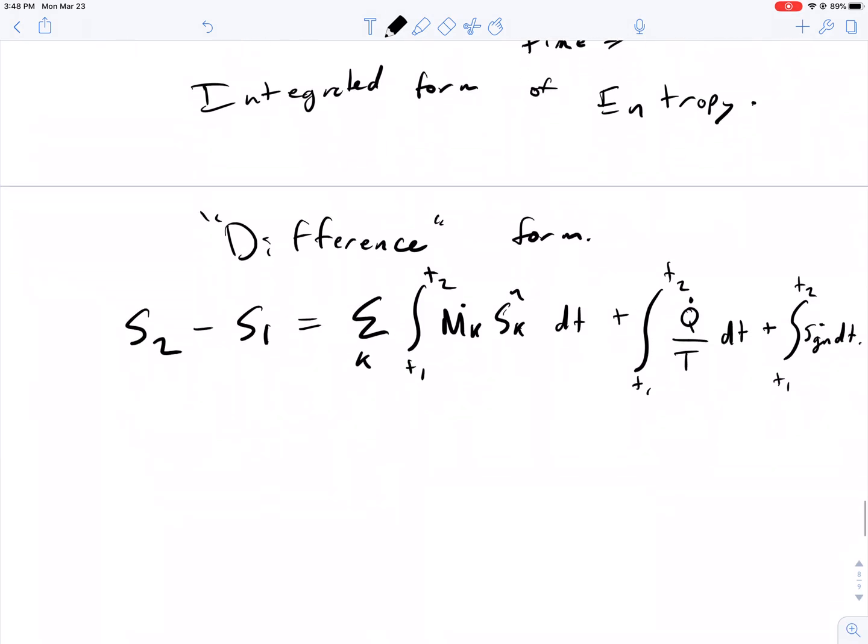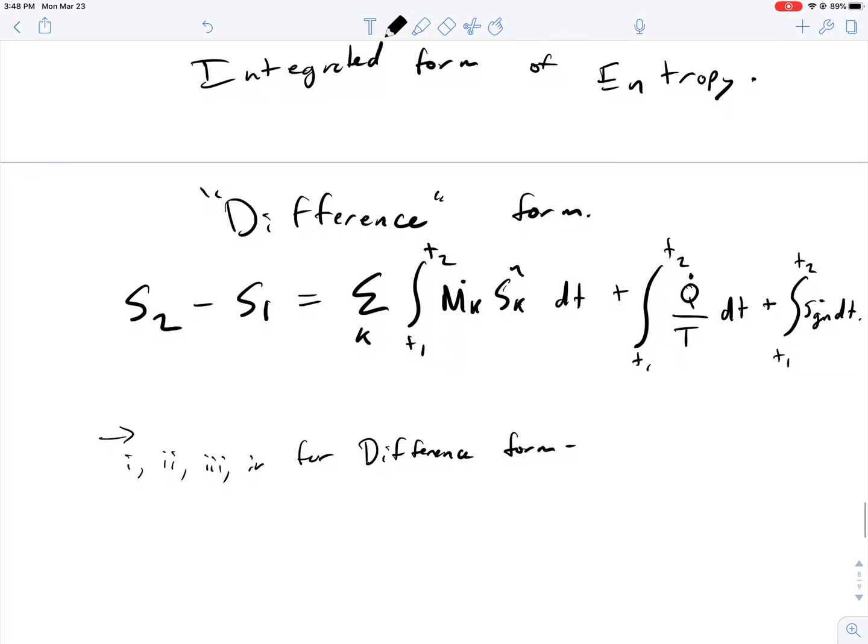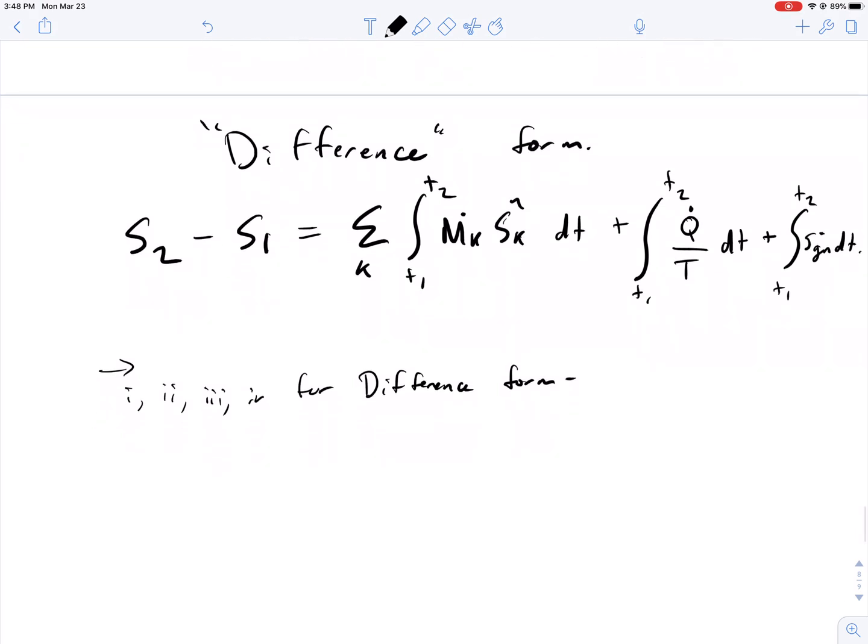I'll leave it up to you to get all of the same 1, 2, 3, 4 for the difference form. It's called transfer. Same principles. Closed system, set m k equal to 0. Adiabatic process, you set q dot over T equal to 0. Reversible process, you set Sgen, the integral of the whole thing, equal to 0, and so forth.